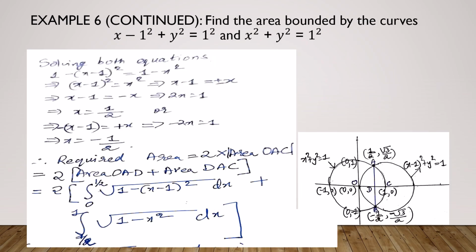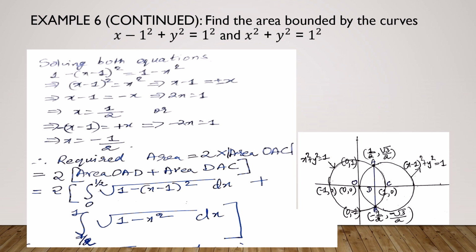So what we do over here is we equate both the y square values. That means 1 minus (x minus 1) whole square is equal to 1 minus x square. When we do this, basically you are getting (x minus 1) whole square is equal to x square. So actually you'll be having two types of cases over here.